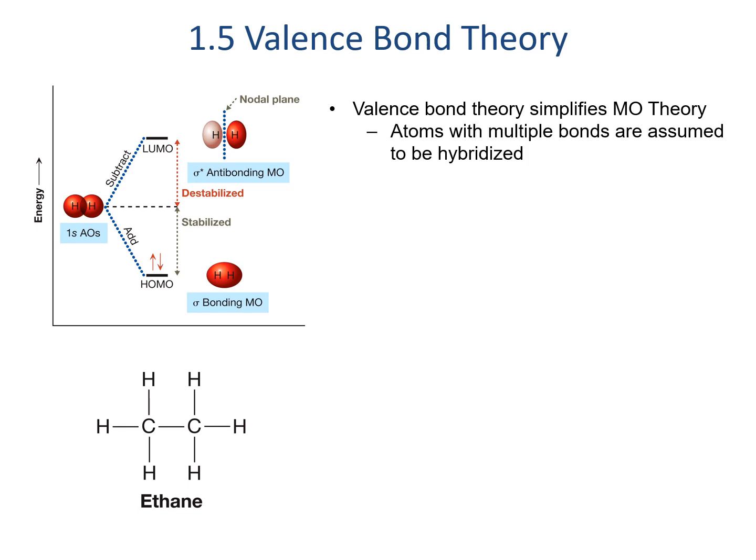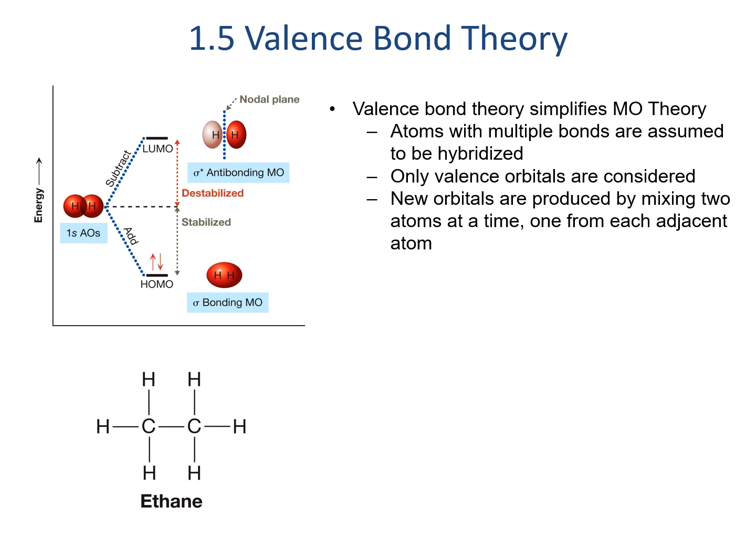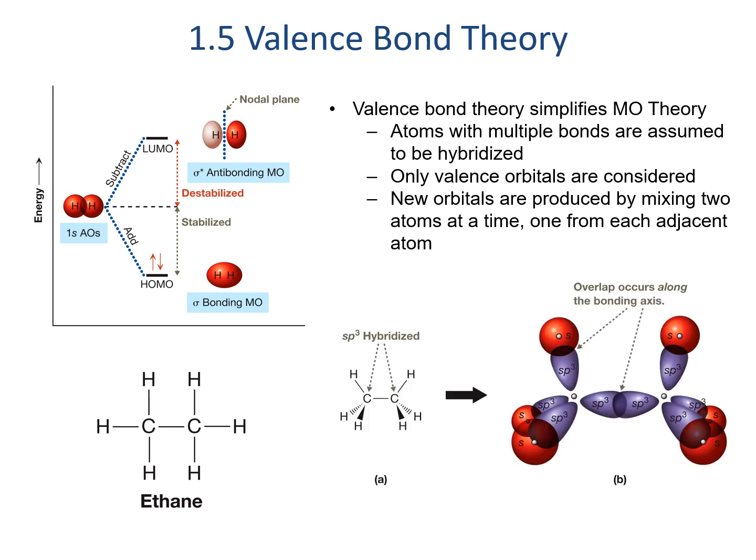We're always going to assume that hybridization is going to match the number of groups of electrons, which we can get from valence shell electron pair repulsion theory. We are also going to ignore all of the core electrons since they tend not to bond. We think of forming new orbitals by mixing adjacent atoms one at a time. So our picture of ethane can be simplified drastically.